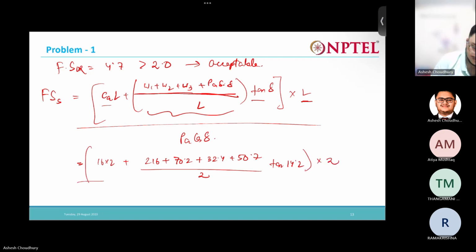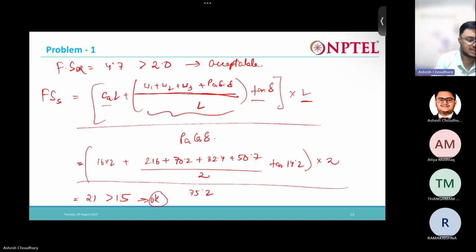It's 2. This will come out as 2.175, which is okay. Now sliding is done, overturning is done. Next is my bearing capacity check, the bearing failure check.